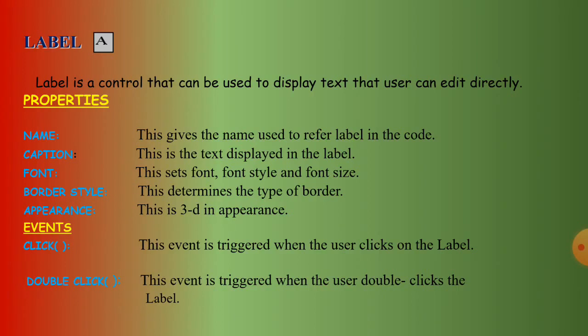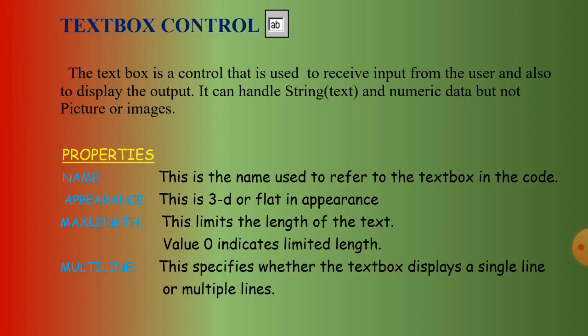Next, events. The common events for all the controls are the click event and the double click event. The click event is triggered when the user clicks on the label. After writing the code, when we place the pointer on the label and click it, automatically that event will be fired. Similarly, the double click event is triggered when the user double clicks the label, and the code we have written for that double click event will be fired. Next is the text box control.